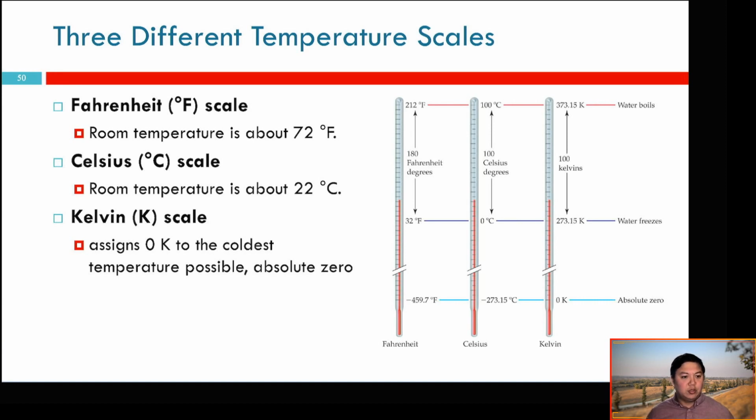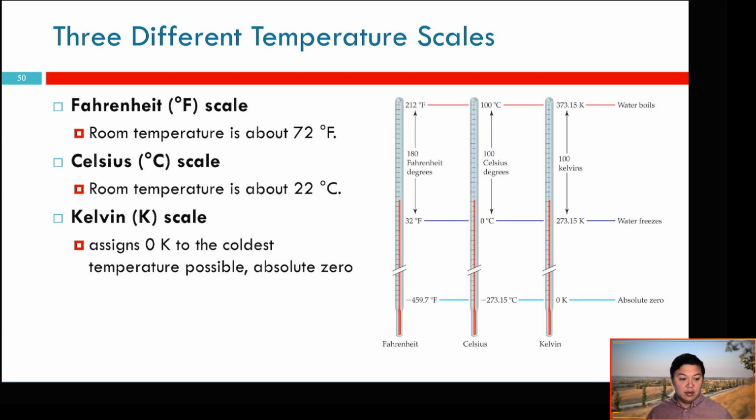We have three different temperature scales for talking about temperature. The Fahrenheit scale, which is the one that we're all very familiar with, right? Room temperature, about 72 degrees Fahrenheit. The Celsius scale, which is the one we most often use because it's in units that are more easily graspable. And that's based off of the temperature of water freezing and the temperature of water boiling. So room temperature on the Celsius scale is about 22 degrees Celsius.